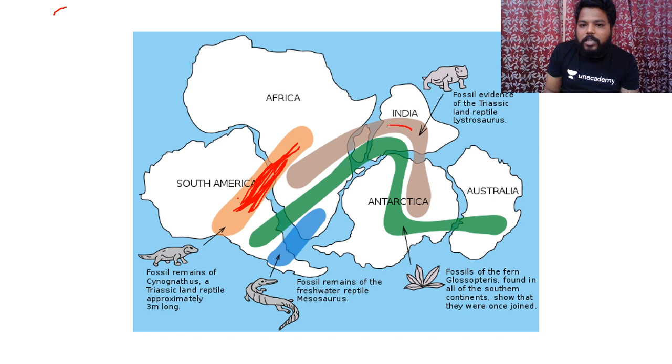It has its connection with India, Africa, this Madagascar region, and Antarctica. The fossils were found in these three regions. And if you see the fossils of the fern Glossopteris, as I have said about the vegetation which is present, that is found in all the four continents. If you could see South America, Africa, India, and Australia.